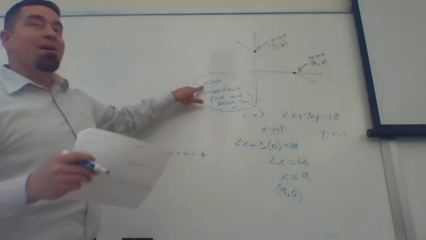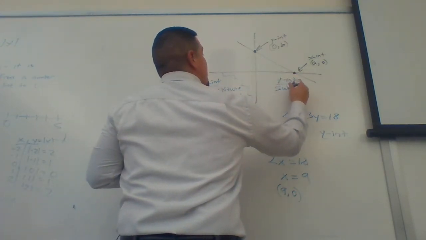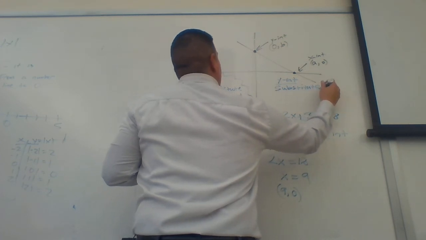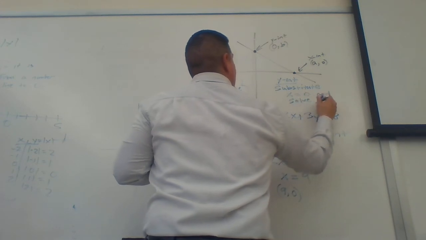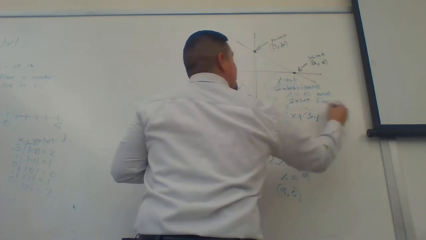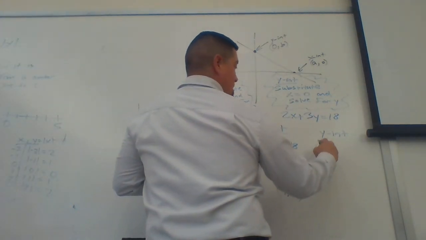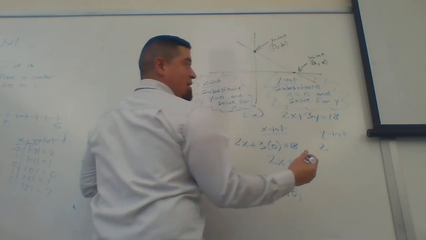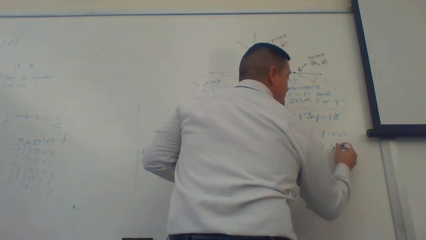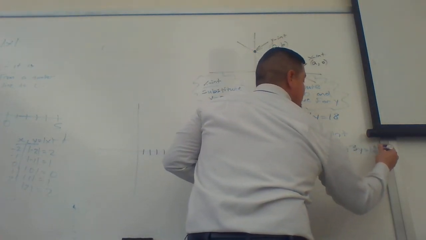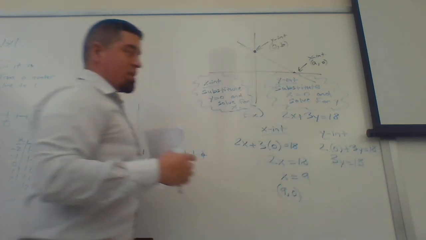So who can tell me a process to find the y-intercept? Substitute x for 0 and solve for y. Substitute x equals 0 and solve for y. Good. Okay, so there's your process of finding a y-intercept. So let's do that. So how would that look like? 2 times 0 plus 3y equals 18. And then 3y equals 18 would be your result, because 0 plus 3y.